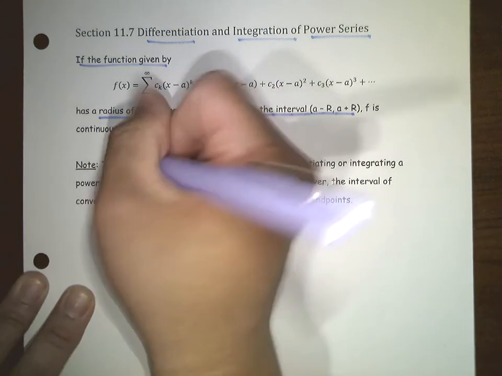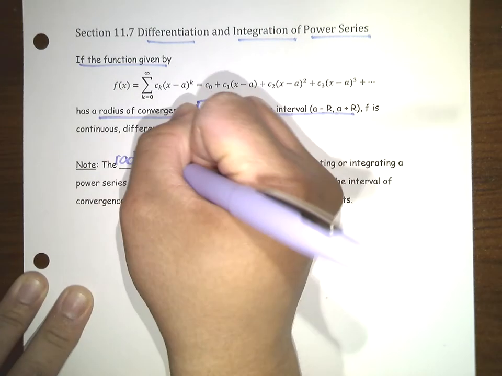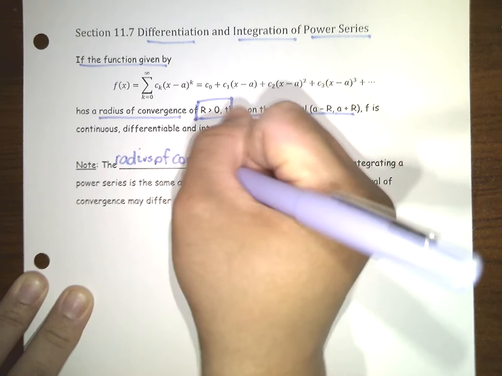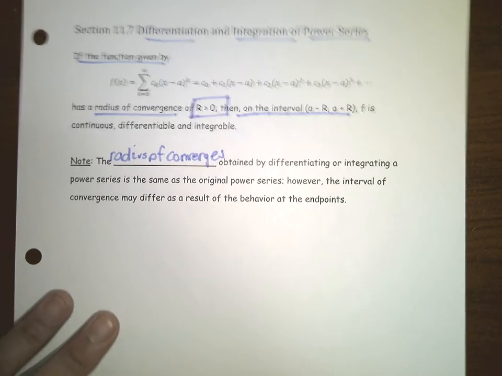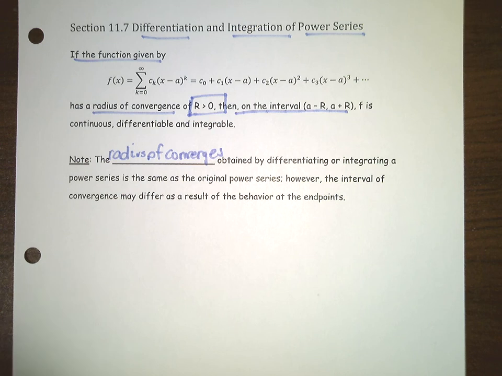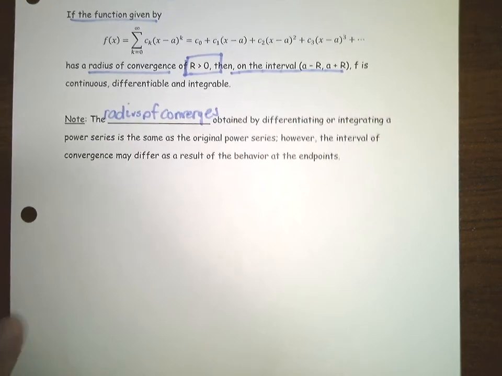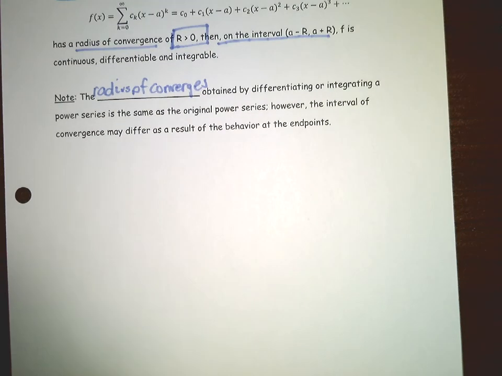But please note that the radius of convergence obtained by differentiating or integrating a power series is the same as the original series. However, the interval of convergence may differ as a result of the behavior at the endpoints. All right, so here is, I guess, what you need to know as we go ahead and start this.